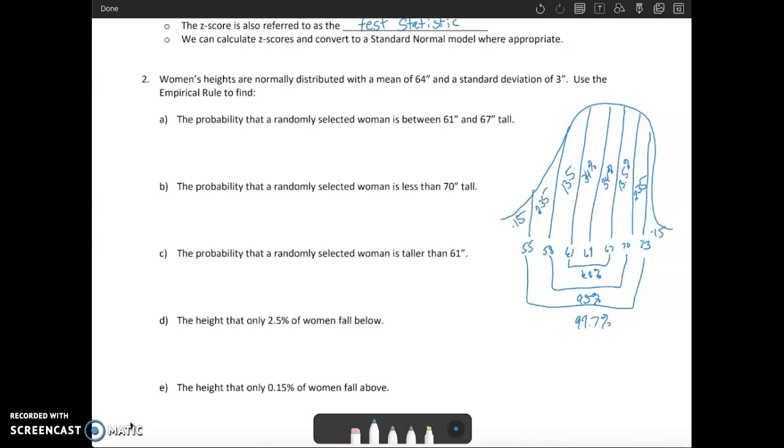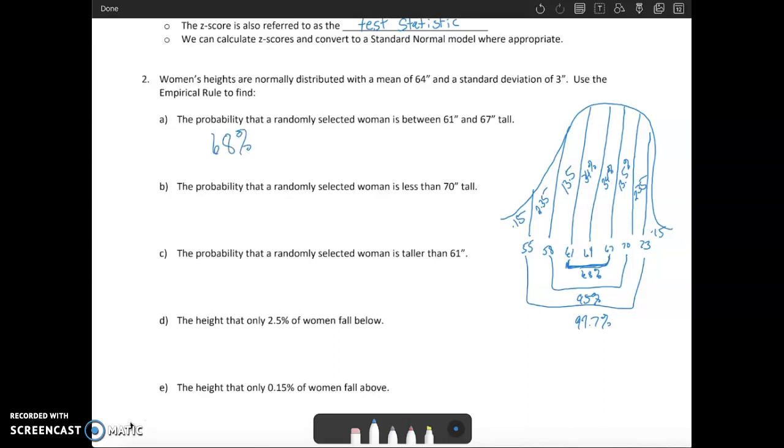So the first one asks us, what's the probability that a randomly selected woman is between 61 and 67 inches tall? I can look at my normal curve and say, well, that is just within one standard deviation, so 68%.